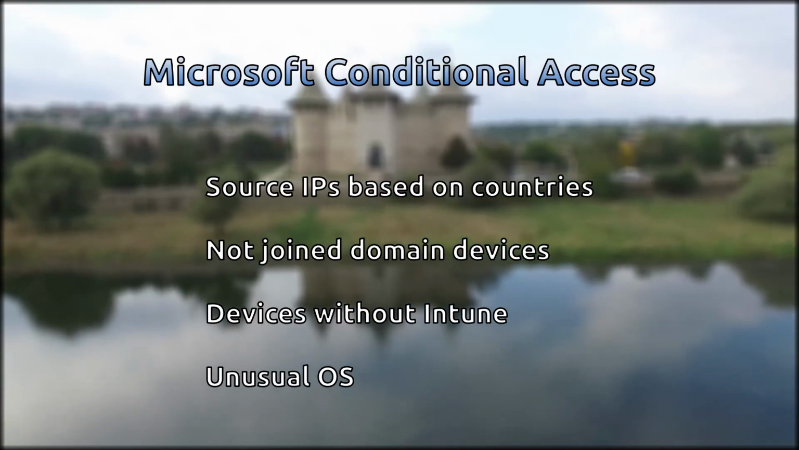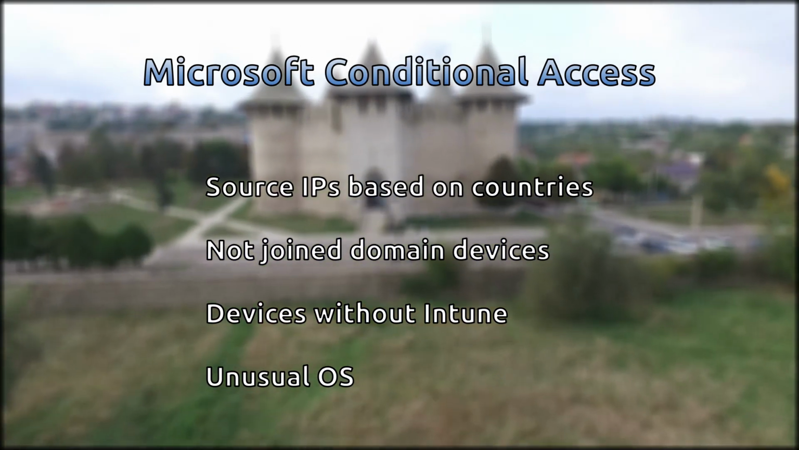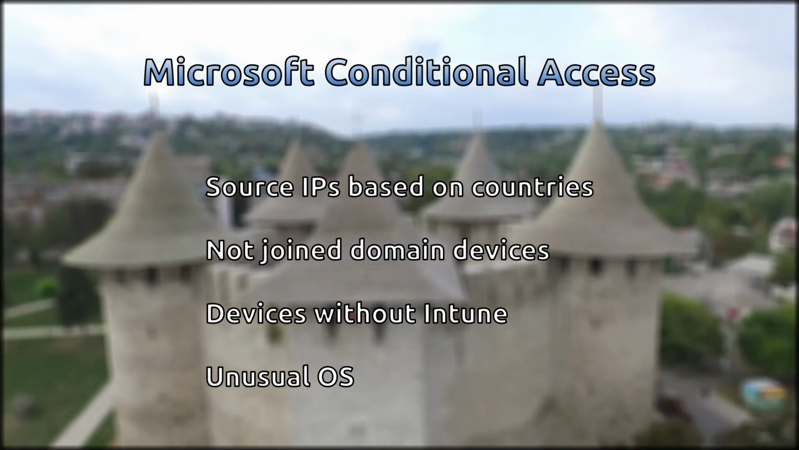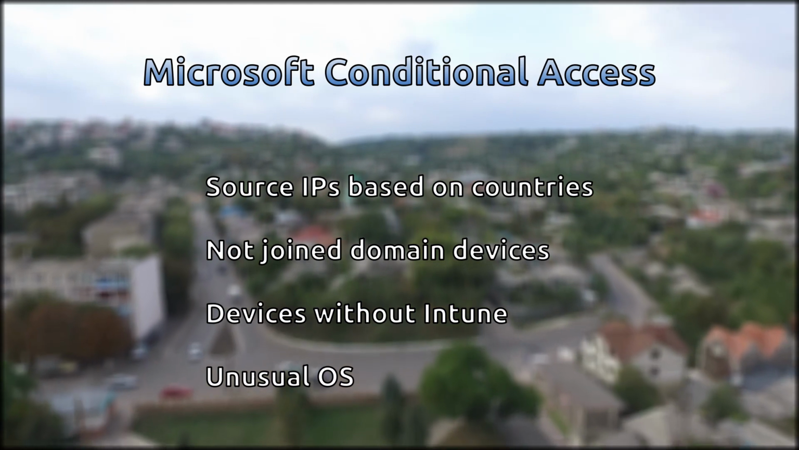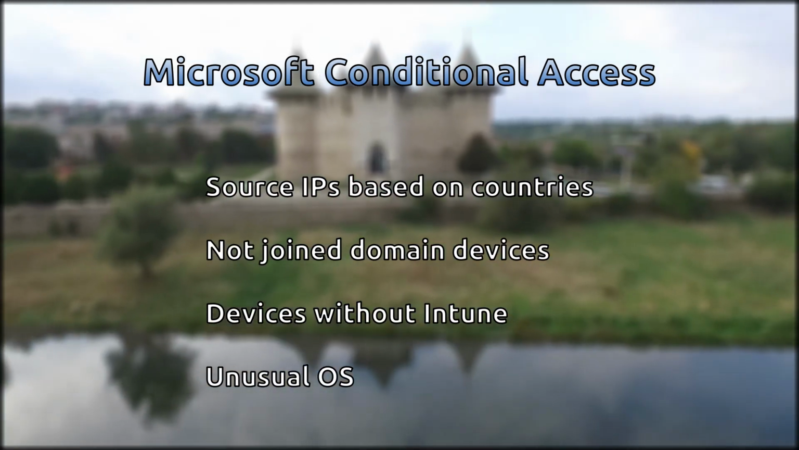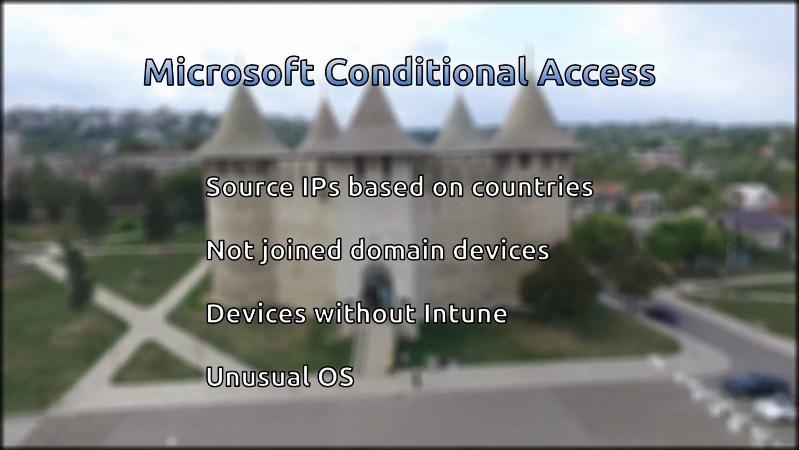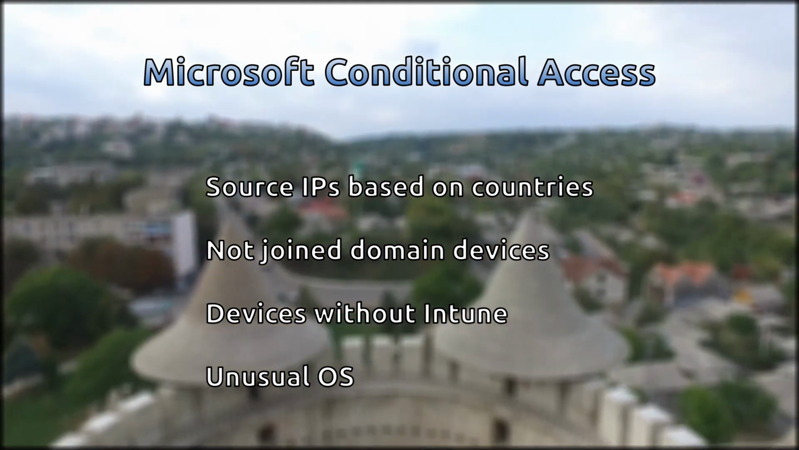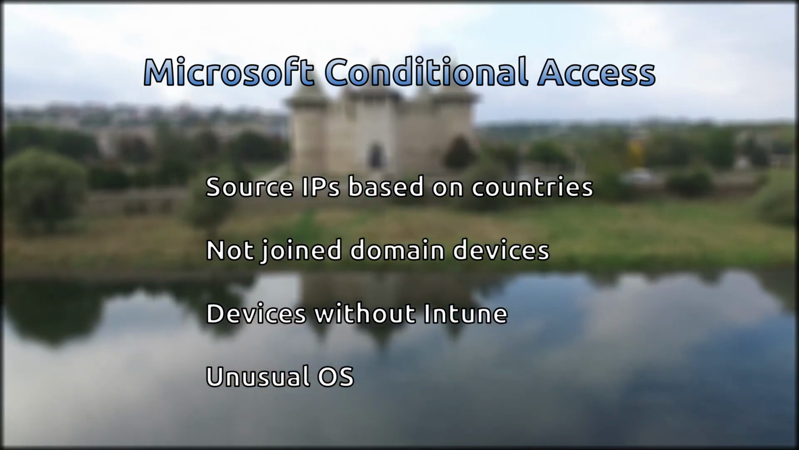You may be wondering, how can we protect ourselves from this type of threat? It happens that Microsoft Entra, formerly Azure Active Directory, has conditional access. You can filter your users from source IPs based on countries, non-domain-joined devices, devices without Intune, or unusual operating systems. That way you should be more protected than the average.